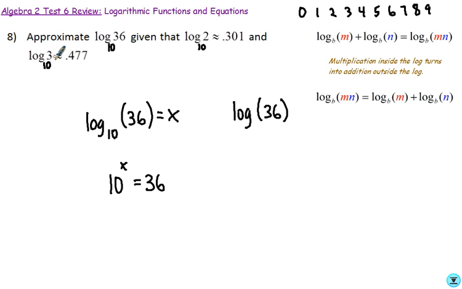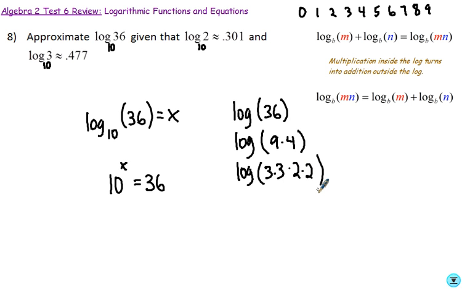So I got to think, okay, how can I rewrite 36? I could say 9 times 4, 6 times 6, or 12 times 3. Maybe the first thing that came to my mind was 9 times 4. Now, they didn't give me a 9 or a 4. They only gave me a 2 and a 3. But what I can do is rewrite 9 as 3 times 3, and I can rewrite 4 as 2 times 2.